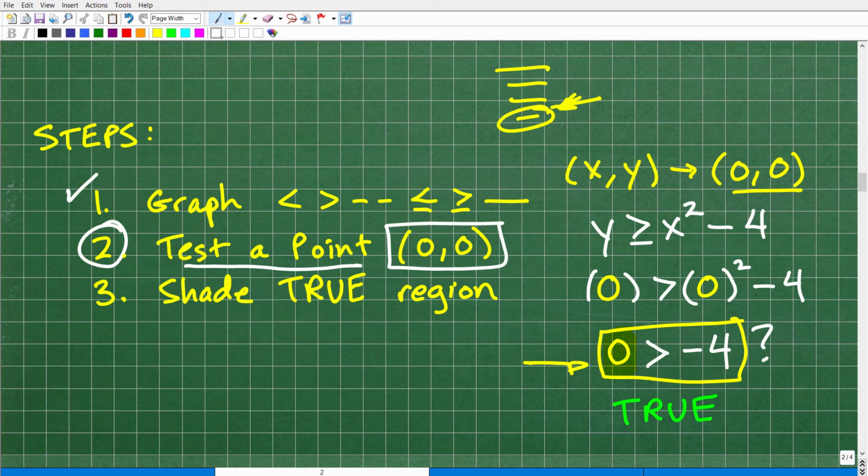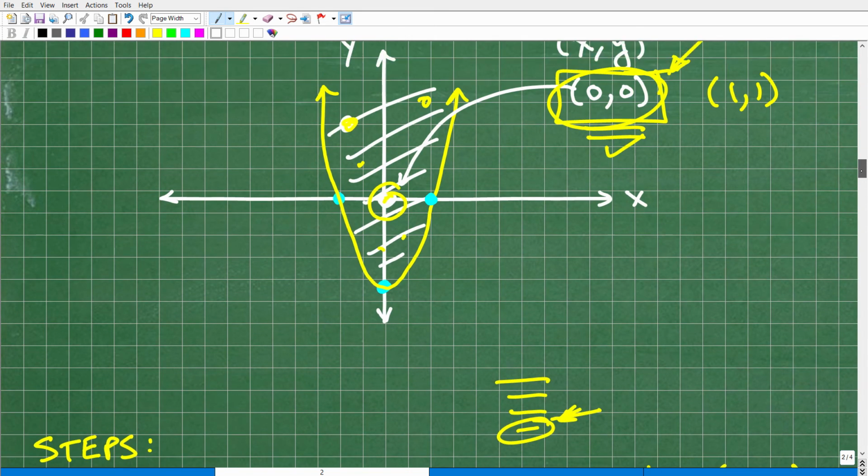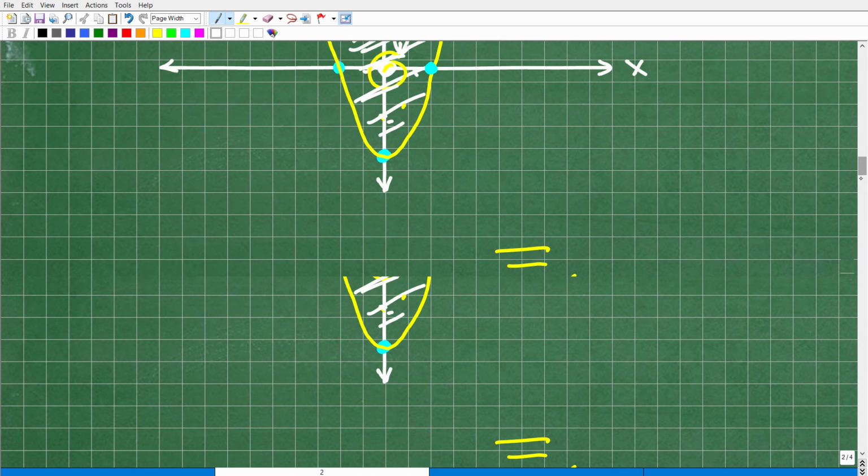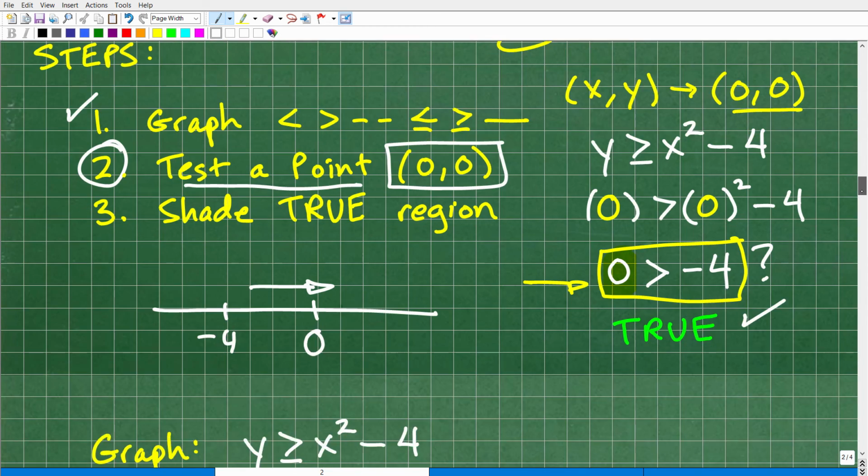Hopefully none of you said no, that's false. That is true. Let's make sure we understand. Here's 0 on the number line, and here's negative 4. Numbers to the right are greater. So yes, indeed, 0 is greater than negative 4. That is true, meaning that this point in here is true. So this is our true region, in other words any point that we select in here will satisfy this inequality.